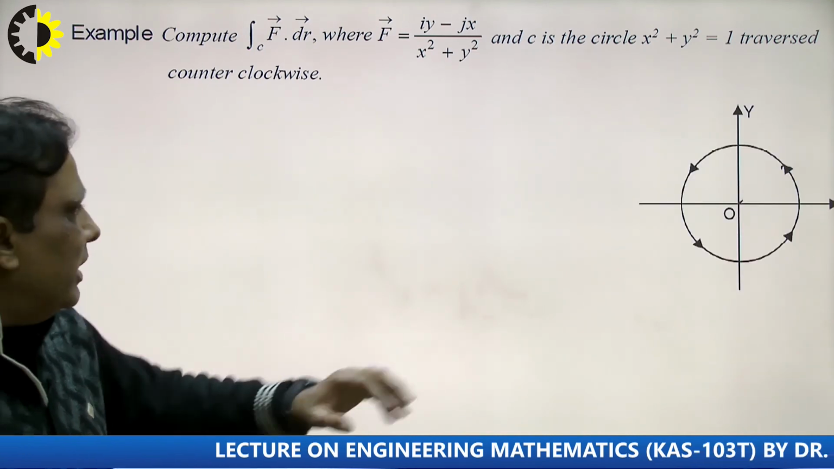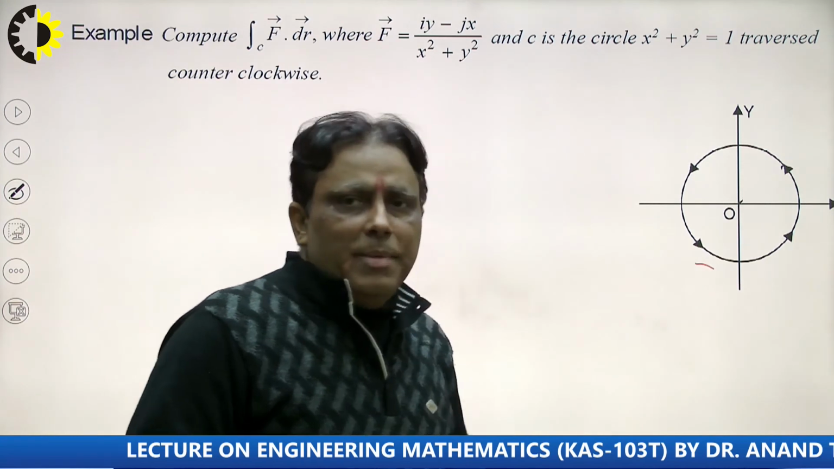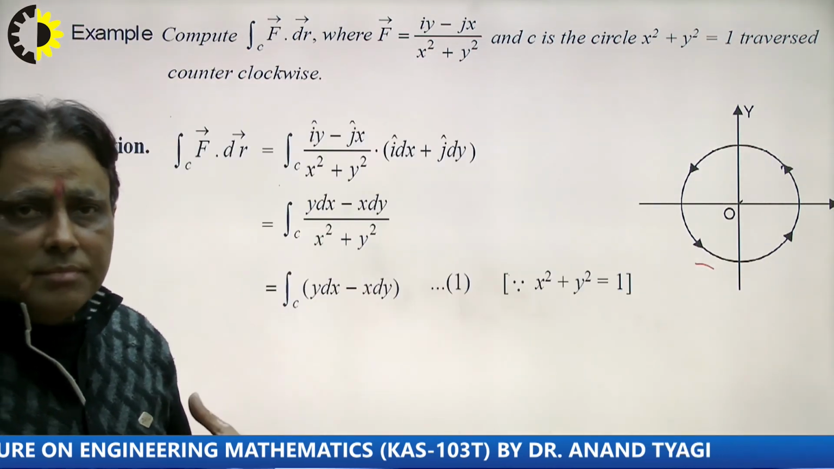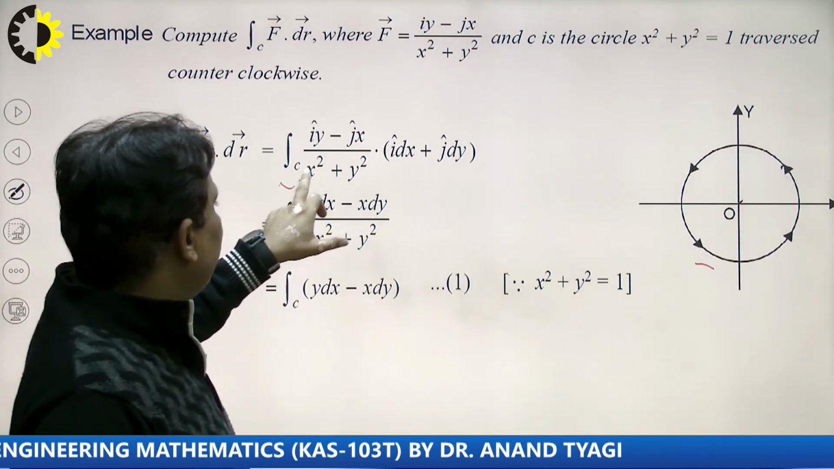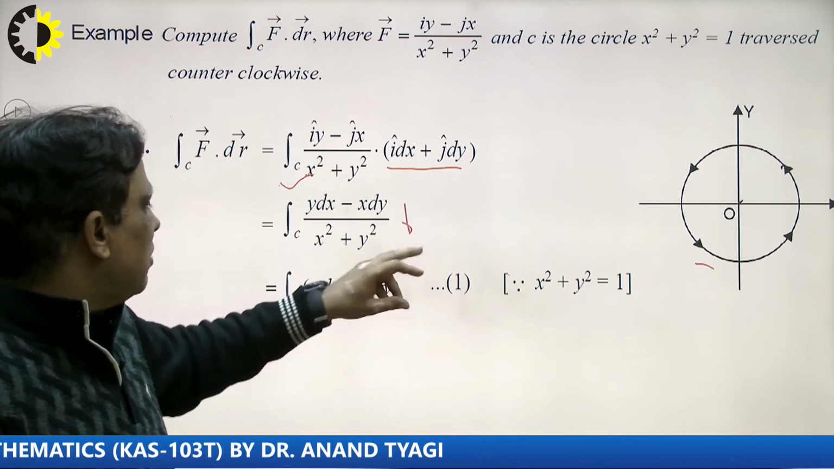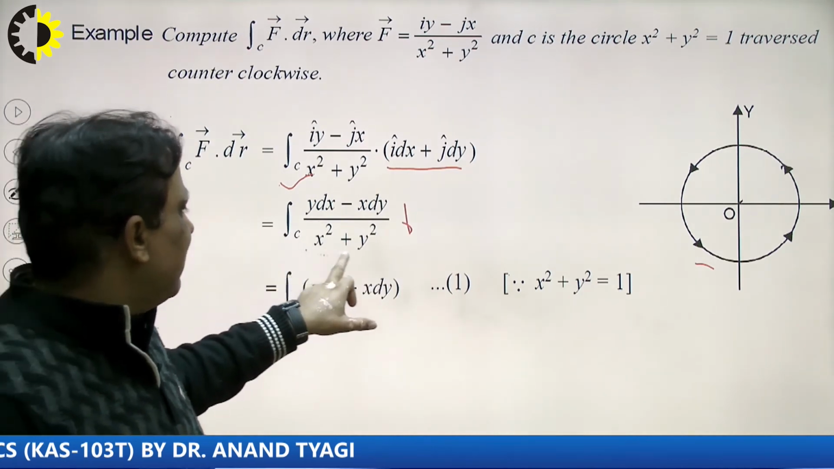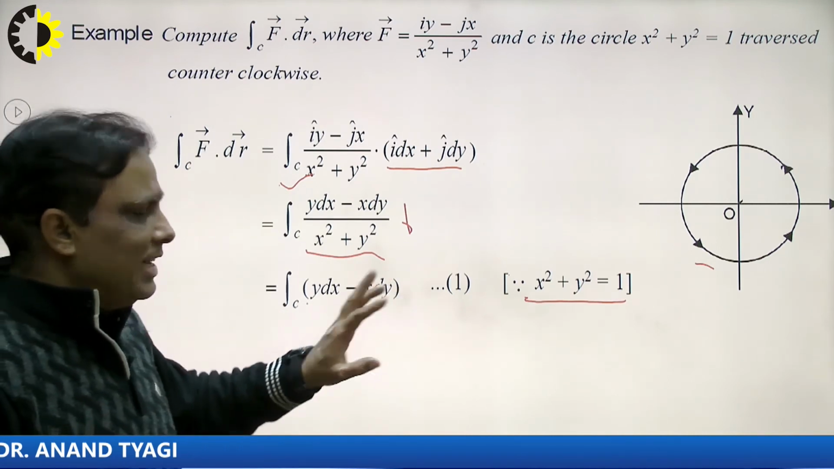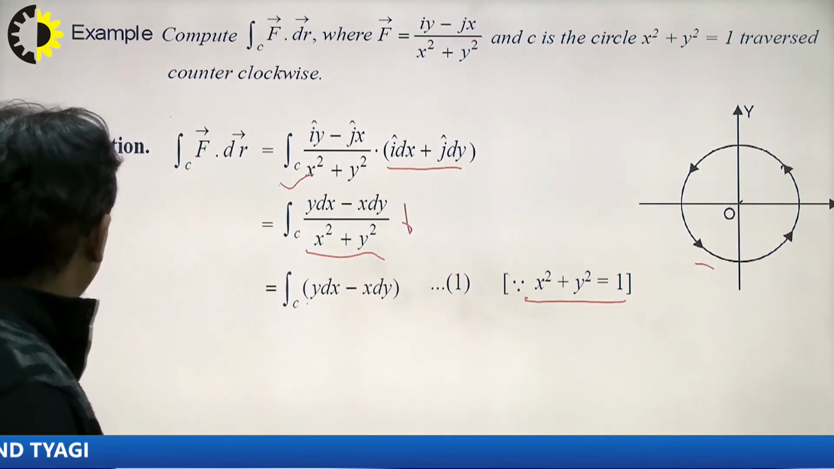So how to calculate? This is the circle, and the limit of the circle is always 2 pi, 0 to radius. We see here, right? So this is the portion of f, this is the portion of dr, and the product of f dot dr will be this. So how to calculate this? Because x square plus y square is equal to 1, the given circle, the result will be y dx and x dy here in the line integral. So how to calculate here?